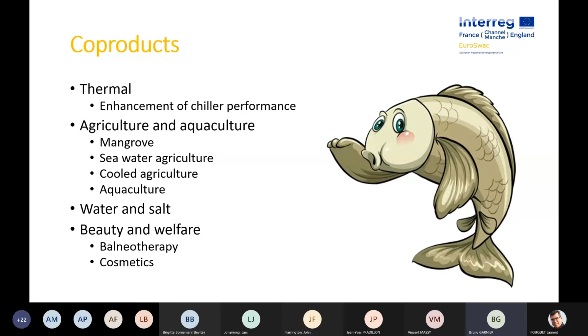We can take out of the water and salt that are very popular in East Asia, and we can use this water for beauty and welfare, balneotherapy, and cosmetics.